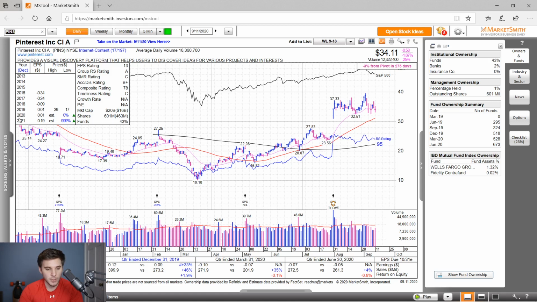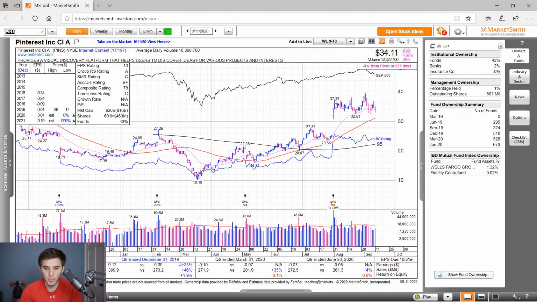Taking a look at the annual EPS, you can see in 2020, it's just supposed to be profitable, but it's supposed to increase 999% in 2021. And overall, the EPS rating is only a 13. The group RS is an A, SMR rating is a C, accumulation distribution is a B+, and the overall composite rating is a 78. And taking a look at the fund ownership, you can see a nice increasing trend over the past few quarters, and you do have 2 high-quality funds investing into this company.